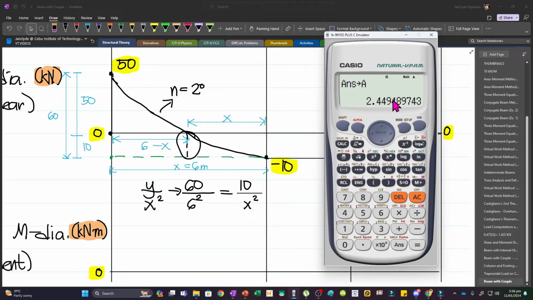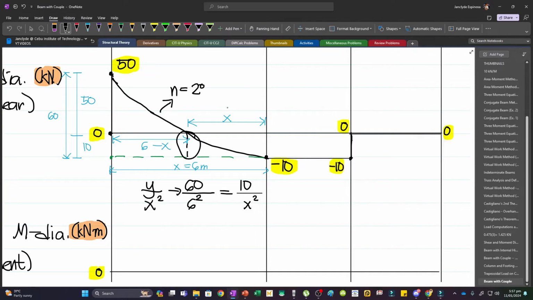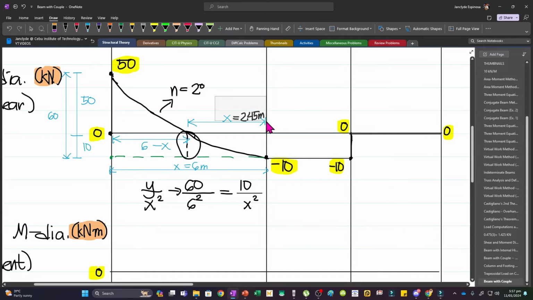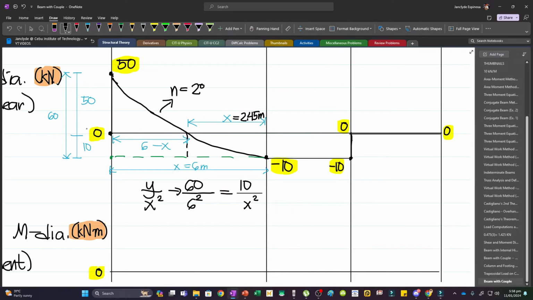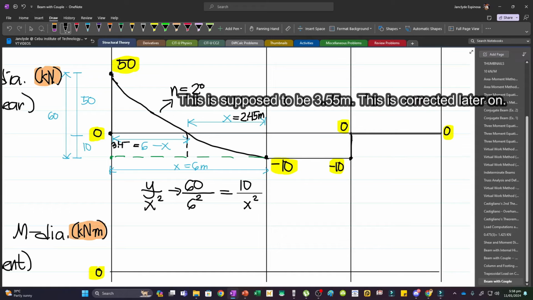Or maybe to make this one more intuitive, let's just round up. It will be 2.45, so our x will be 2.45 meters. Now, if this is 2.45, this distance will be 6 minus 2.45, and so that will give us 3.55. Right? This is our result earlier, because we interchanged this one and also this one. That's why we got that result. And so this is actually 3.45 meters.